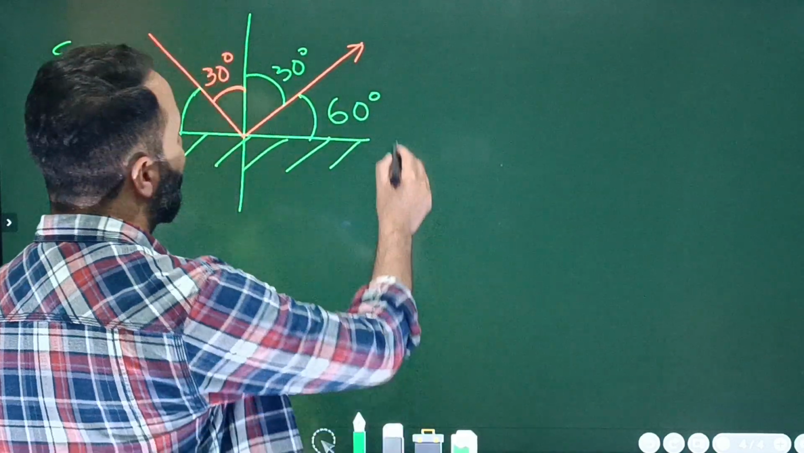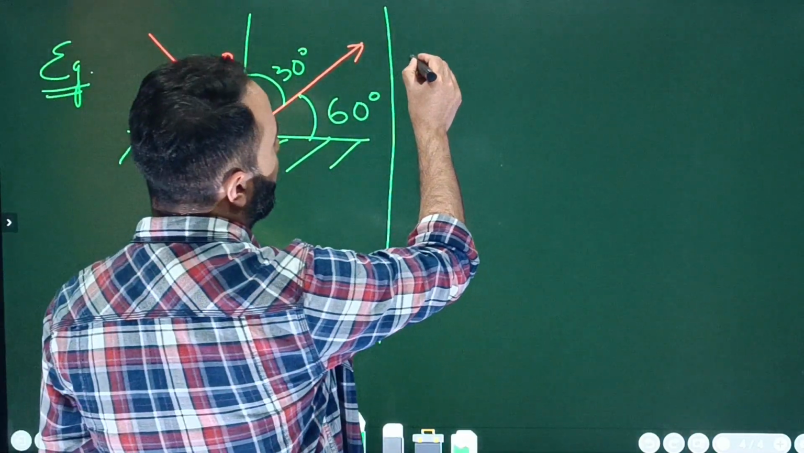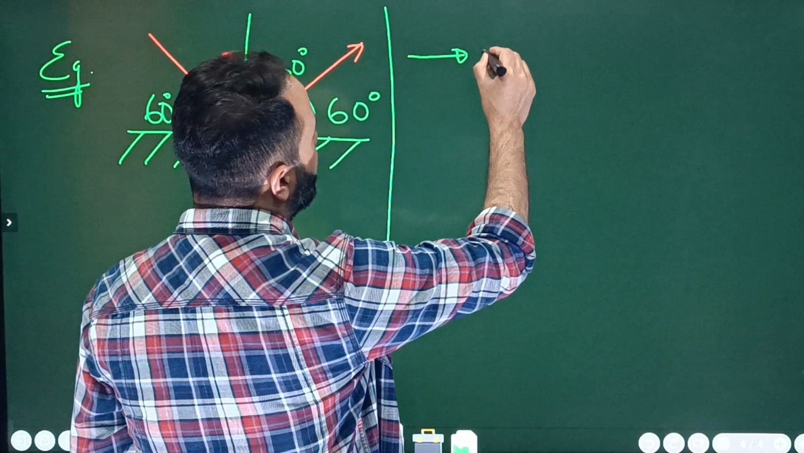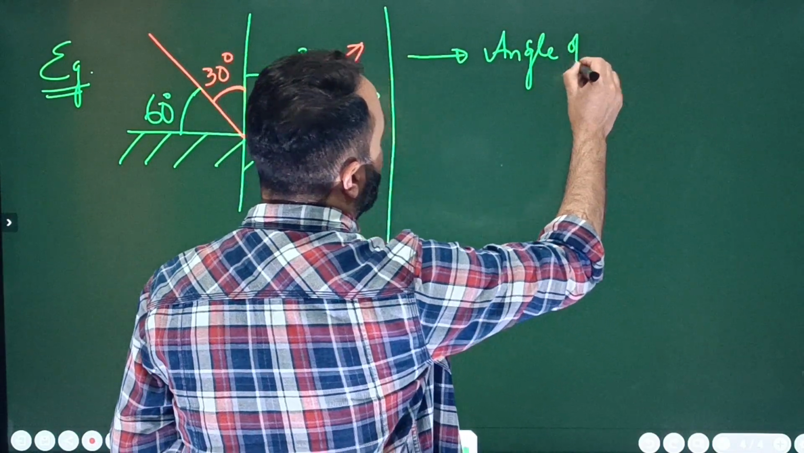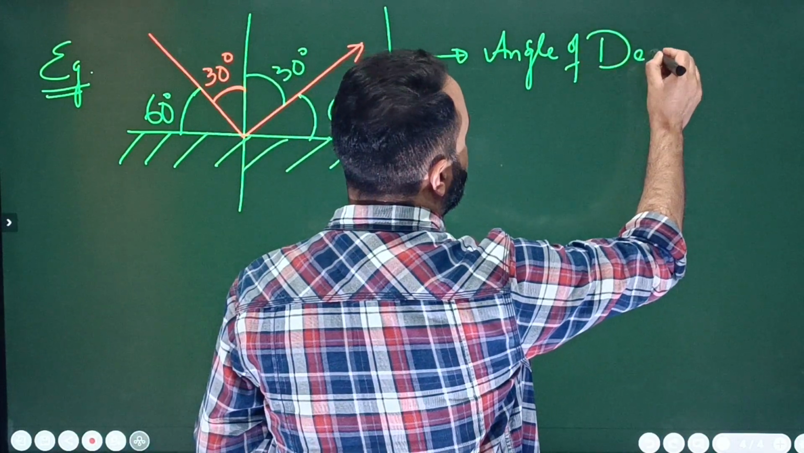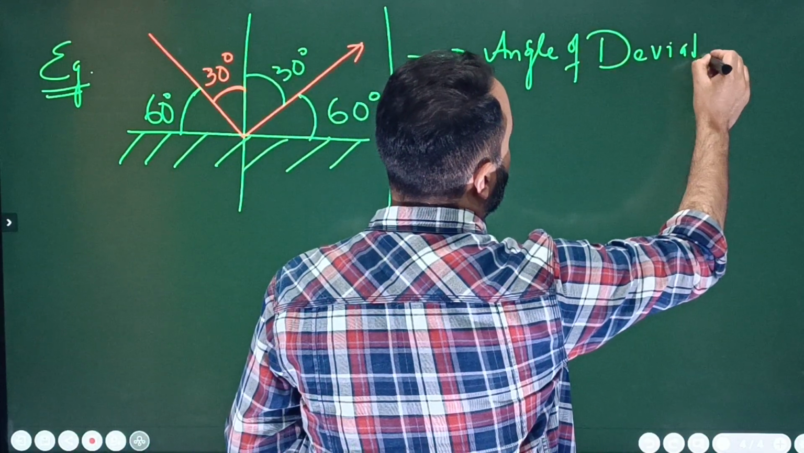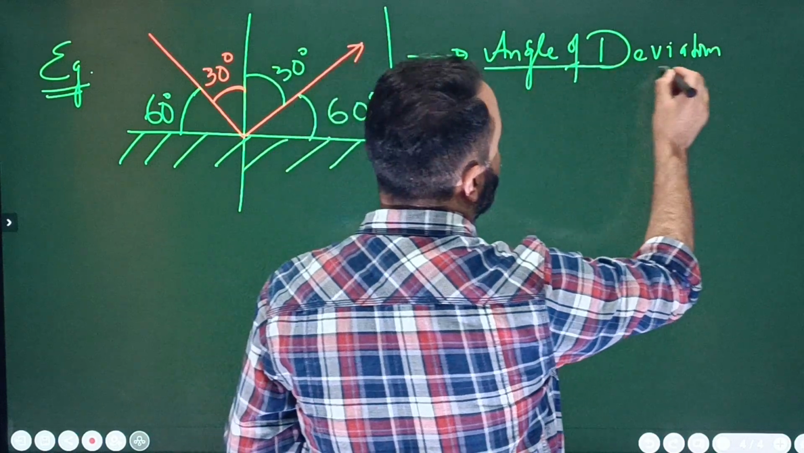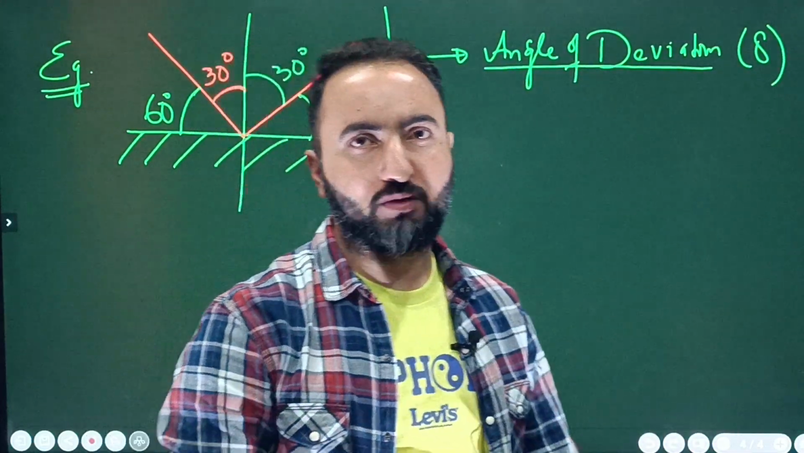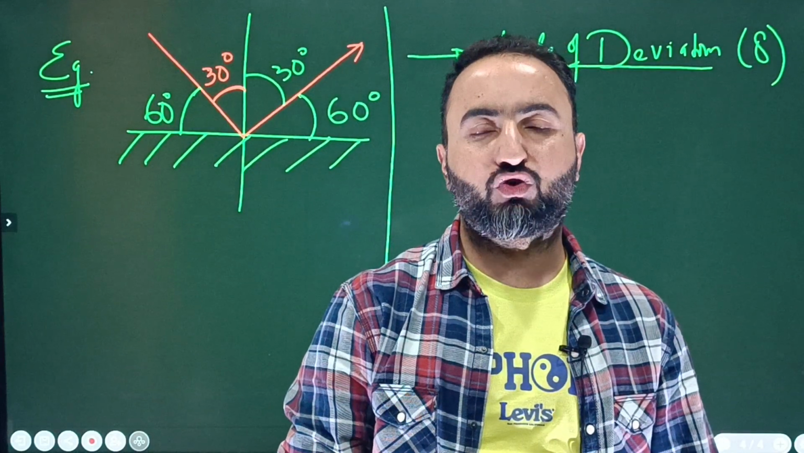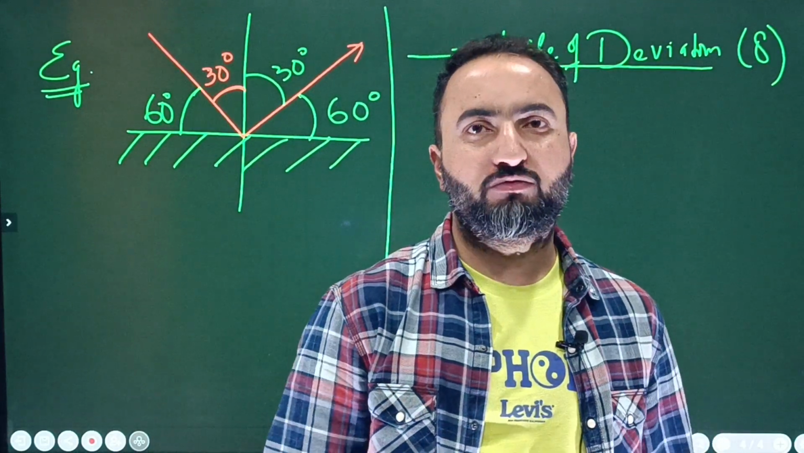Then there is another basic concept, and that is how we define angle of deviation. Another important conceptual point here is angle of deviation. Angle of deviation implies that angle through which the incident ray gets deviated from its actual path, or the angle through which the incident ray gets rotated from its actual path.